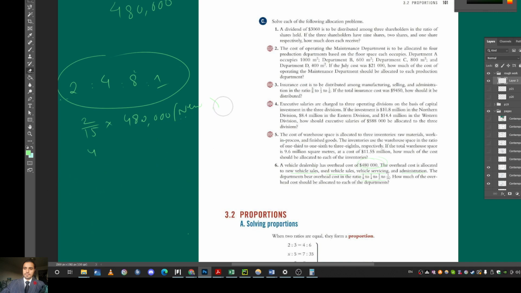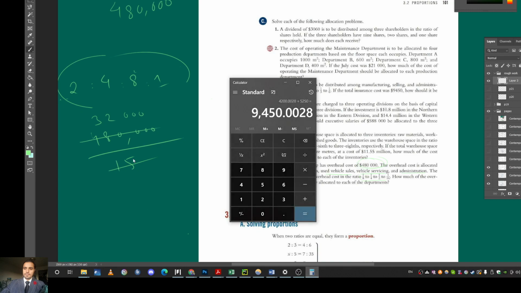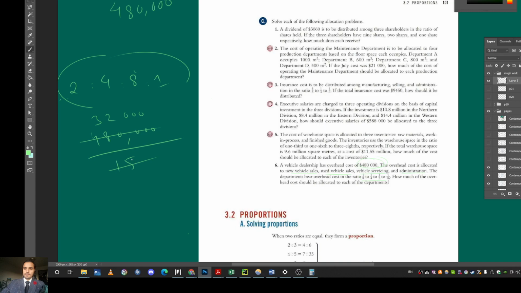The other way we do it is the same. We just figure out 2 plus 4, 6, 6 plus 8, 14, 14 plus 1, 15. We just divide 480,000 by 15. And basically, what do we get? We get 32,000. That's correct. Each part is 32,000.